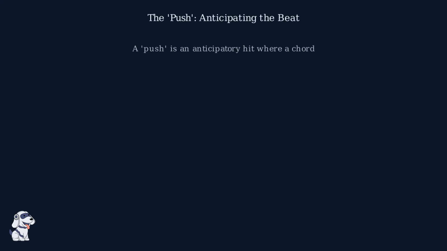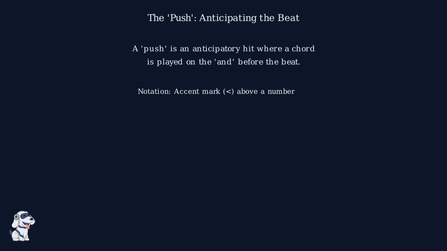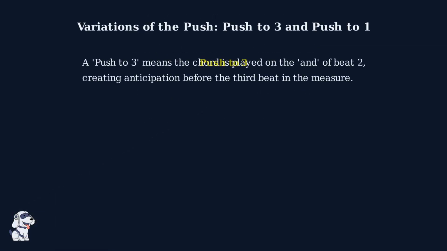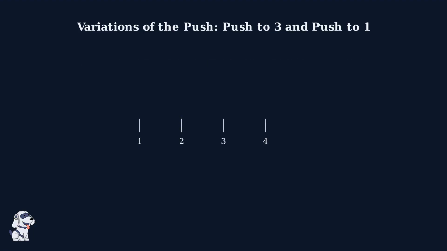Push, denoted by an accent mark above a number, means the chord is played on the "and" before the beat. This anticipatory hit is crucial for modern rhythms. Variations of the push concept extend rhythmic possibilities in the Nashville Number System. A push to 3 places the chord on the "and" of beat 2, creating tension before the third beat. This anticipation adds groove and drive to the rhythm.